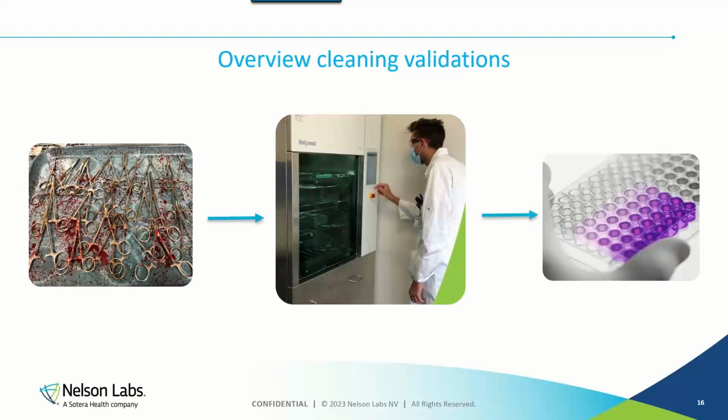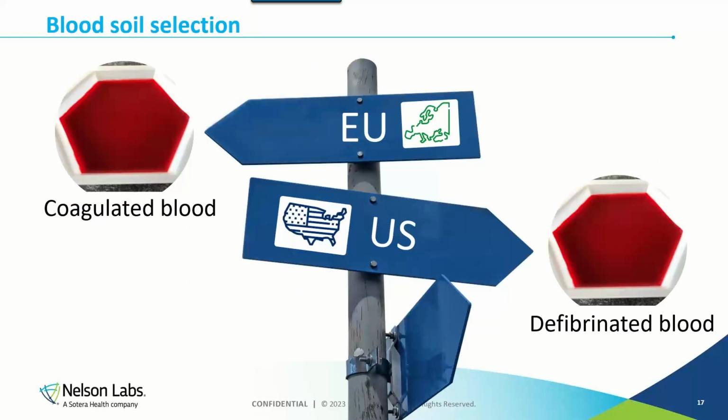Now, in terms of soil selection, like I said, the most important thing is that your soil is clinically relevant. However, if blood is what is clinically relevant for you, there is again a difference between these markets. So for Europe, what we see is that regulatory authorities tend to prefer to use coagulated blood because they kind of see it as the worst case soil for blood. The US, on the other hand, they actually prefer defibrinated blood because they see that that one is worst case. So this can really be a tricky one if you want to validate both markets. So here it really depends on selecting a soil and justifying why you select that and why you think it's the most relevant soil for your device.